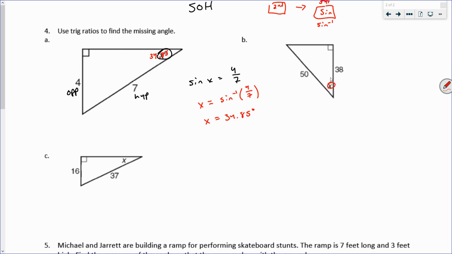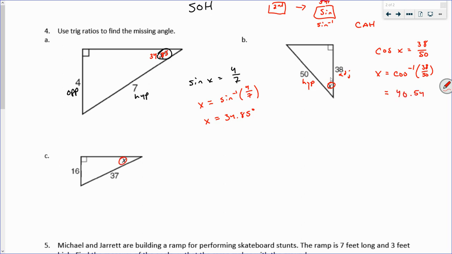All right, so from this angle, this is the adjacent. This is still the hypotenuse. So now we're with cosine of x equals 38 over 50. We're going to hit second cosine, because that will give us cosine to the -1 of 38 over 50. And we'll get something like 40.54.